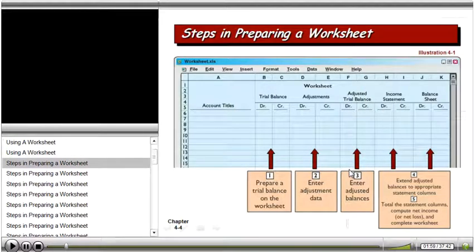This is a picture of the worksheet. The left-hand column is for account titles, and columns B and C on this spreadsheet are for trial balance, debit and credit columns. Then we've got 2 columns for adjustments, debit and credit. Then we have an adjusted trial balance. And we have 2 columns for income statement and 2 columns for the balance sheet.